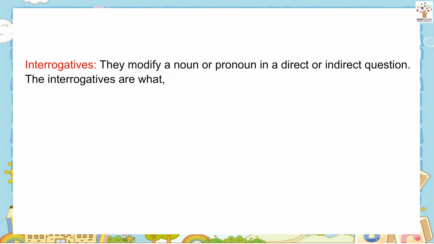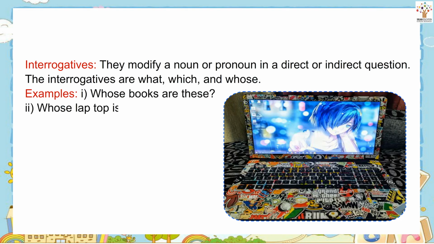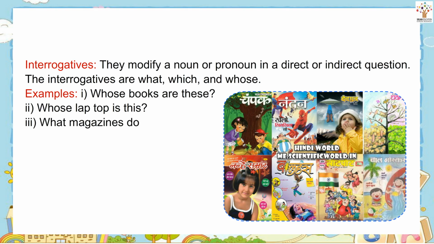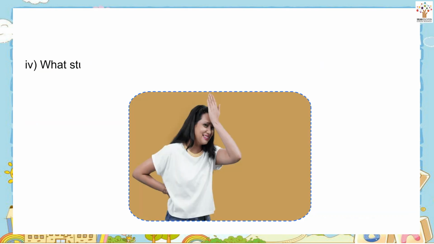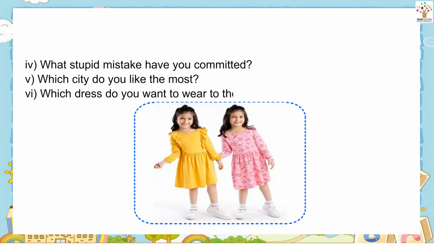Interrogatives: they modify a noun or pronoun in a direct or indirect question. The interrogatives are what, which, and whose. Examples: whose books are these? Whose laptop is this? What magazines do you buy? What stupid mistake have you committed? Which city do you like the most? Which dress do you want to wear to the party?